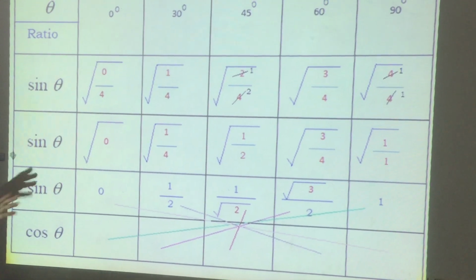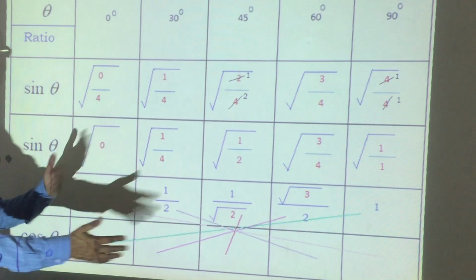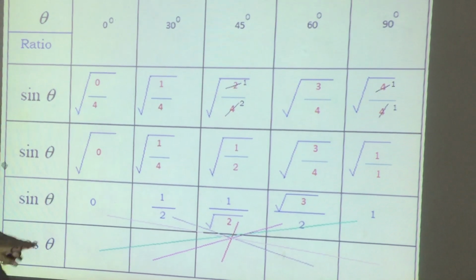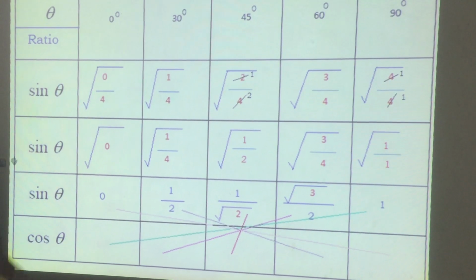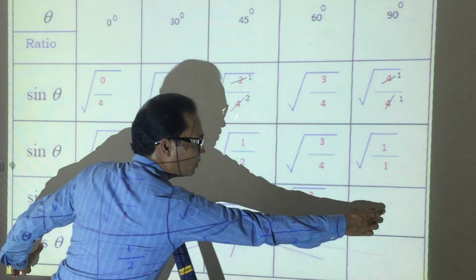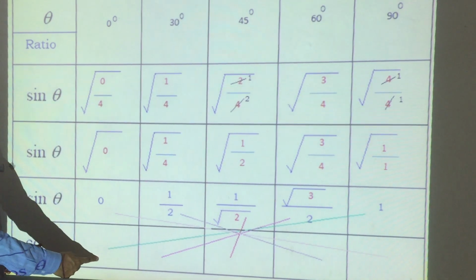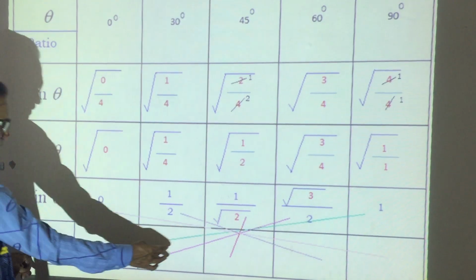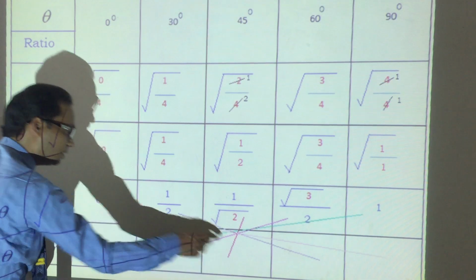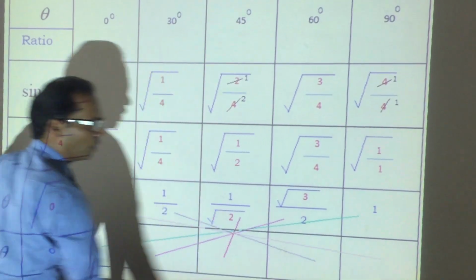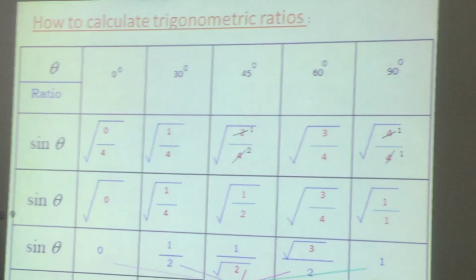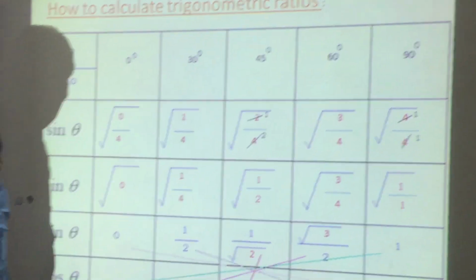Now the cos theta is very easy. Just rearrange them and you will get the value of the cos theta. I have just calculated the value of sine theta. For value of cos theta, bring this one here, right? Bring this one in the second column, this one come here, this one will go there, and the first value will go at the last one, and then you will get all the values of the cos theta.